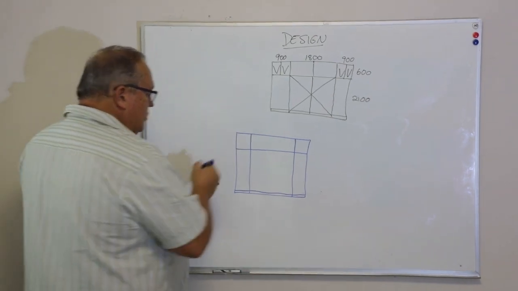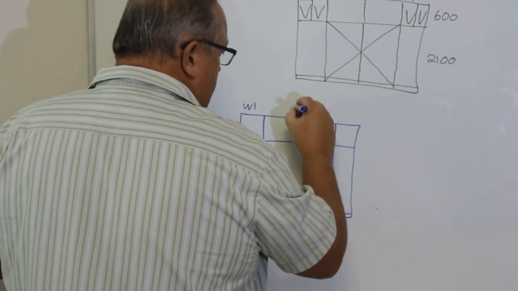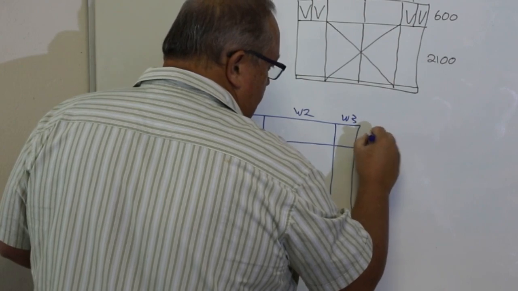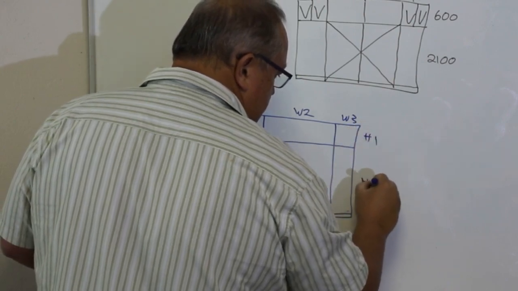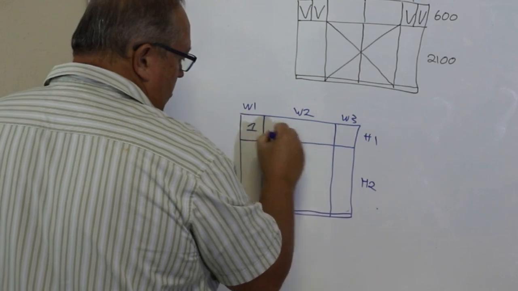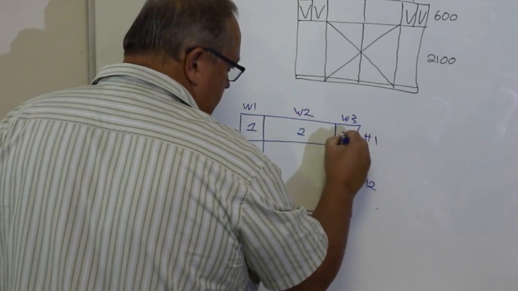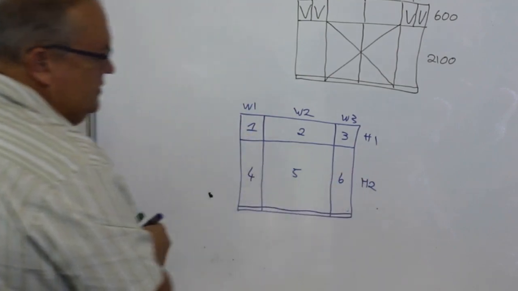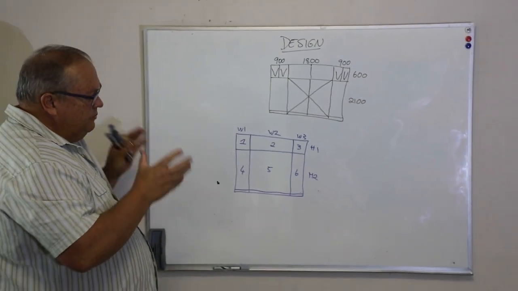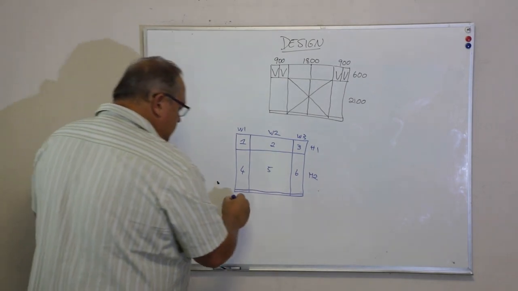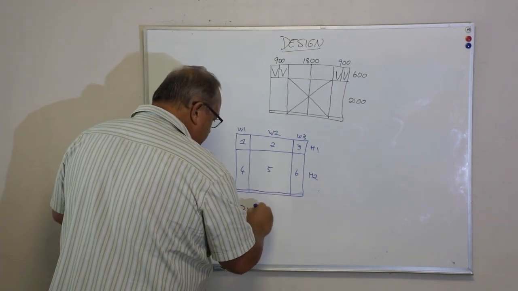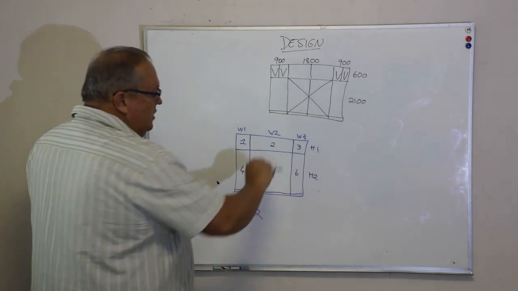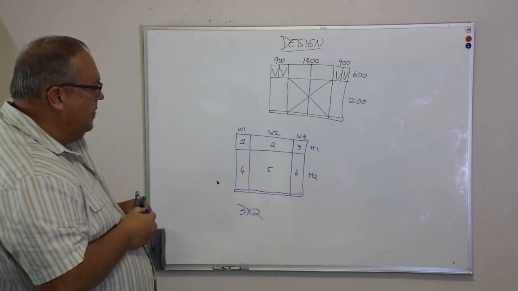Alright, so what StarFront will do is it will give us this as dimension W1, W2, W3. This would be dimension H1 and dimension H2. This would be opening number 1, opening number 2, opening number 3, opening 4, opening 5, and opening 6. So that would be our frame reference drawing. This would be what we call a 3 by 2 frame. In other words, it's got 1, 2, 3 horizontal divisions, and it's got 2 vertical divisions.